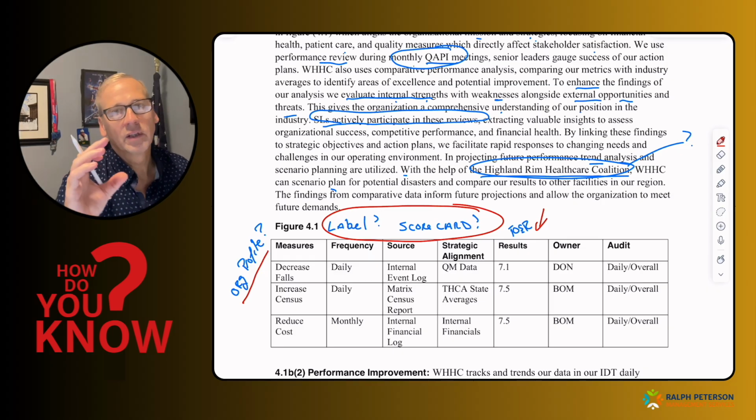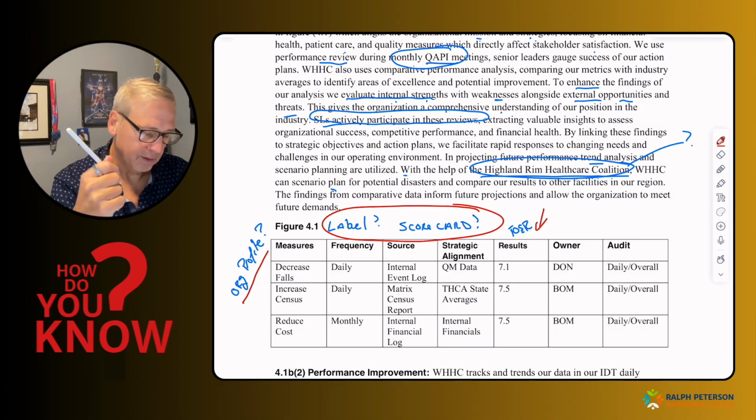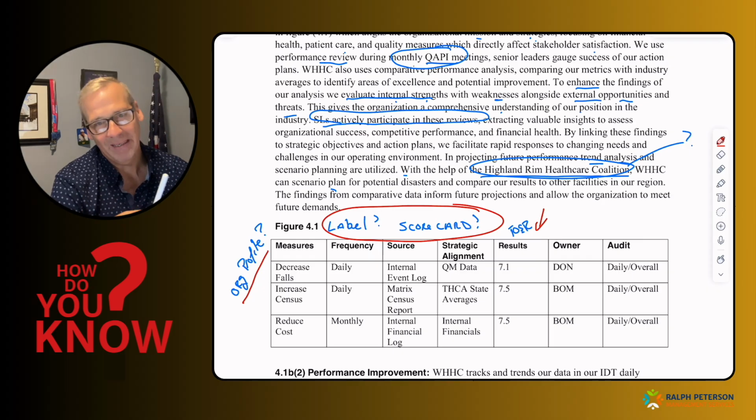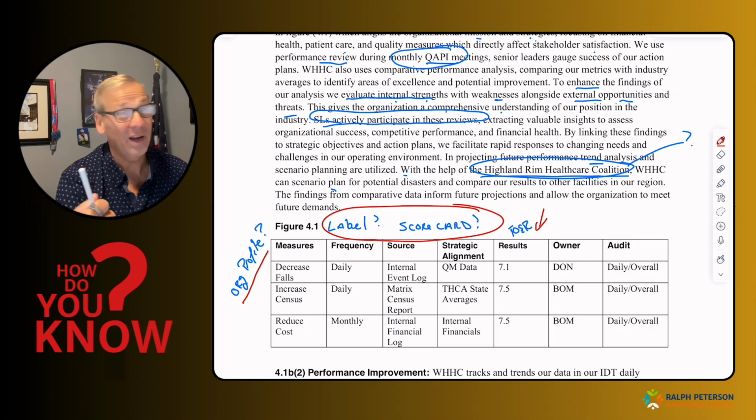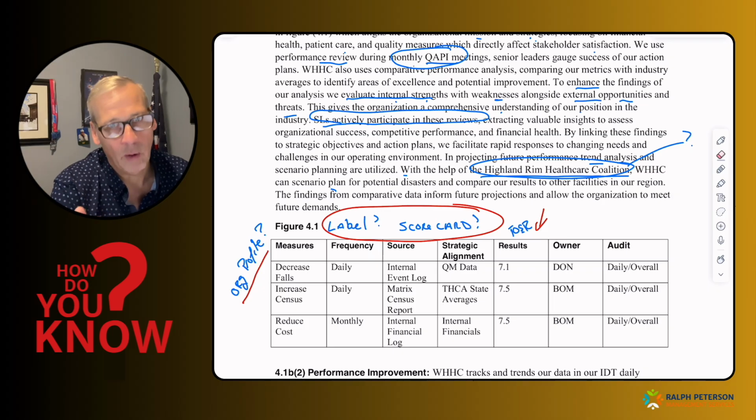And the reason why that's important to talk about here in 4.1 is because with strategic challenges, what we want is overall buckets. And so decreased falls would probably fit into the bucket of a strategic challenge. An ongoing strategic challenge for you might be QMs, right? So always be improving your quality measures.